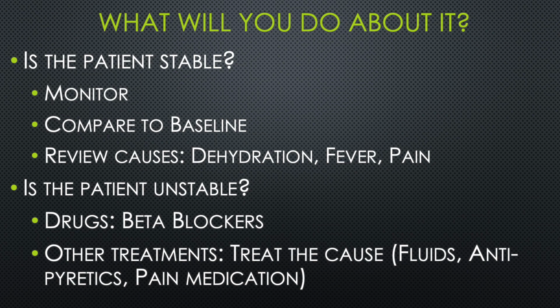Remember, this rhythm is mostly normal. We just need to slow down the rate a little bit. So one option is beta blockers. And then we might also just treat those causes that we talked about: fluids, giving them Tylenol, antipyretics, maybe some pain medication if the pain is what's causing their heart rate to be high.